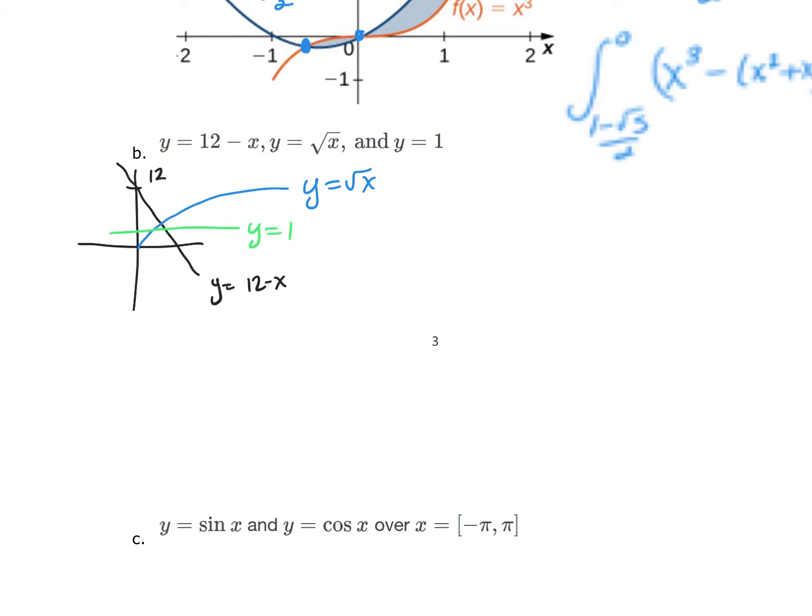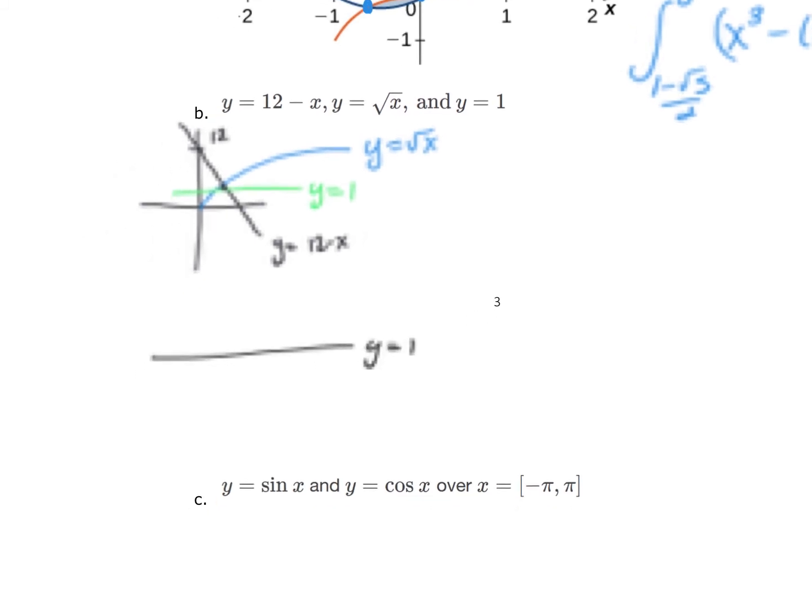So what I'm trying to find is this really small region. So let me just make this region a little bit easier to see. So this is y is equal to 1. And then I have this square root of x. And then I have this line here. So you can see in this region, the upper function is the square root of x. But in this region, the upper function is that line 12 minus x.